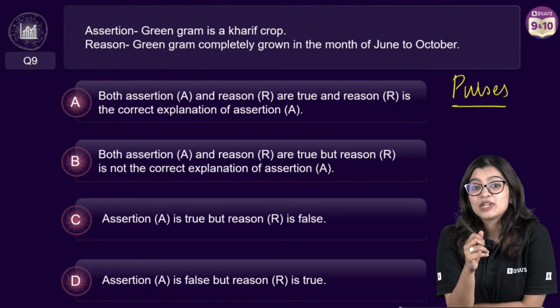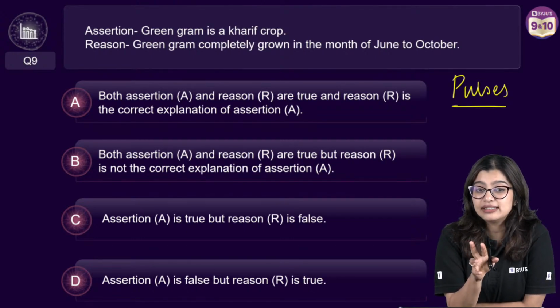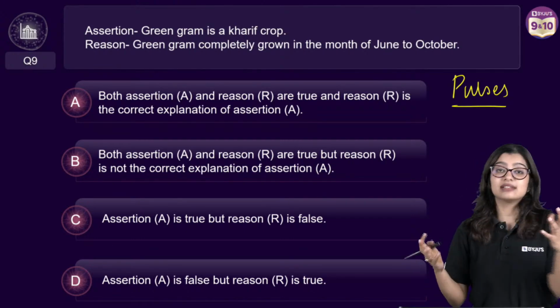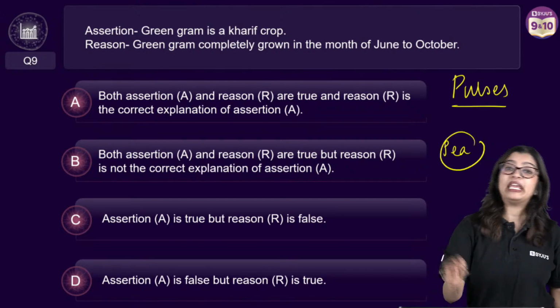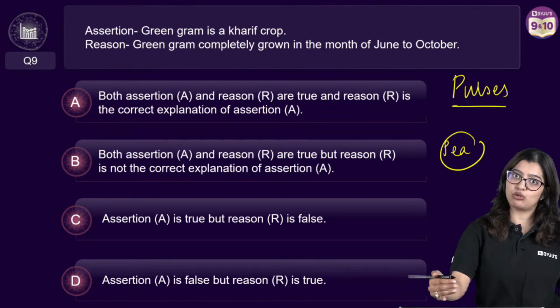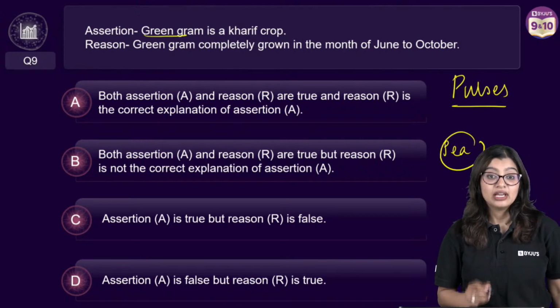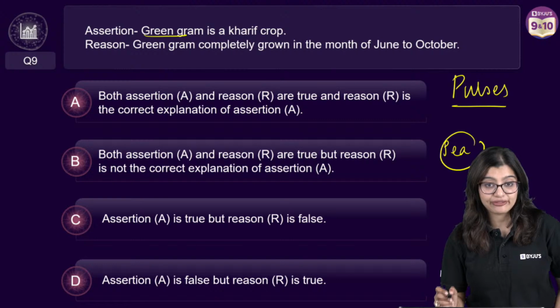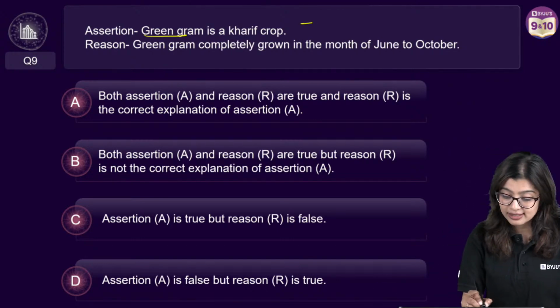See, pulses in general are tricky to learn, right? Pulses are a little tricky to learn because pulses is a broad category. Now, if you look at the pea plant, pea is a type of leguminous plant, but it is rabi. But here we're talking about green gram. Green gram is kharif, right? Yes. So, green gram here is kharif, which means this is true.